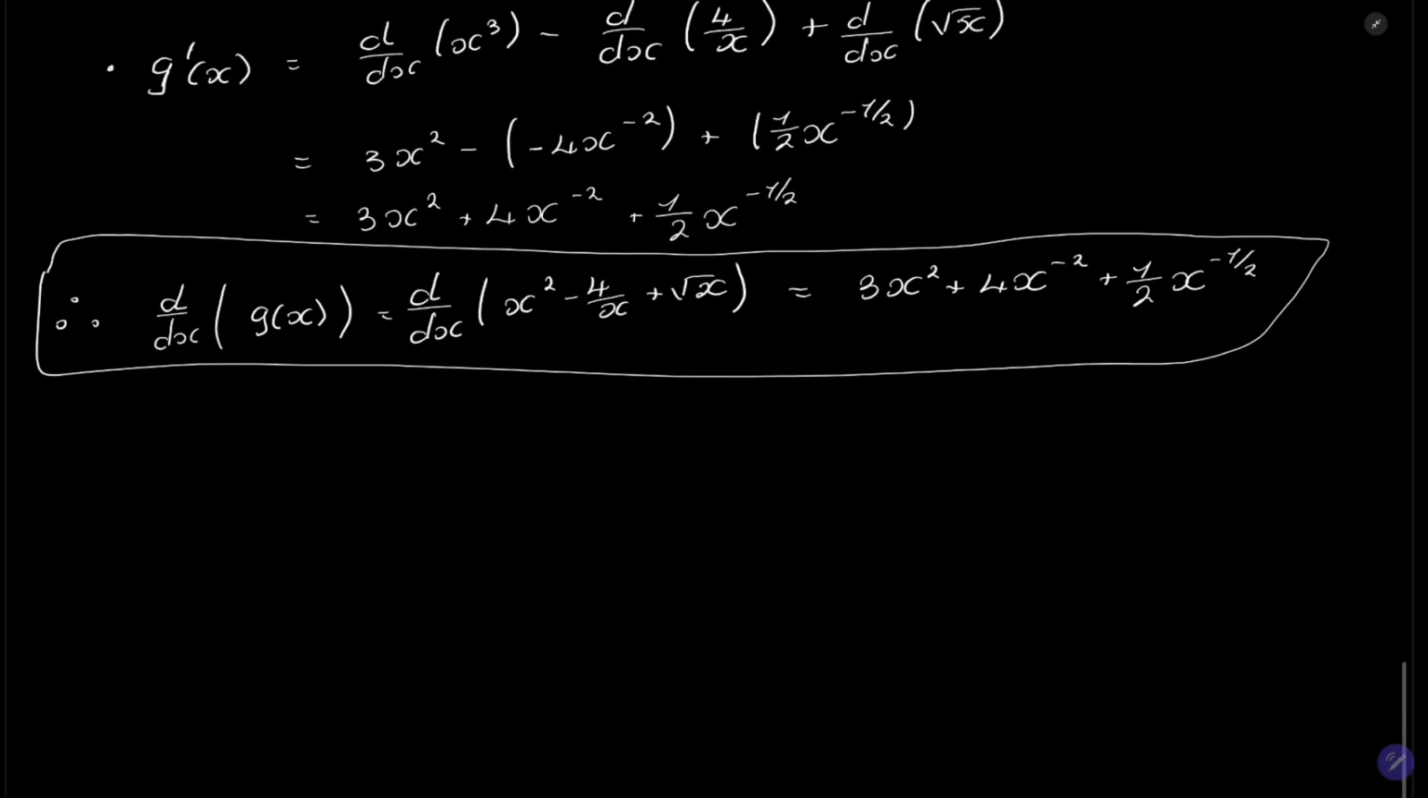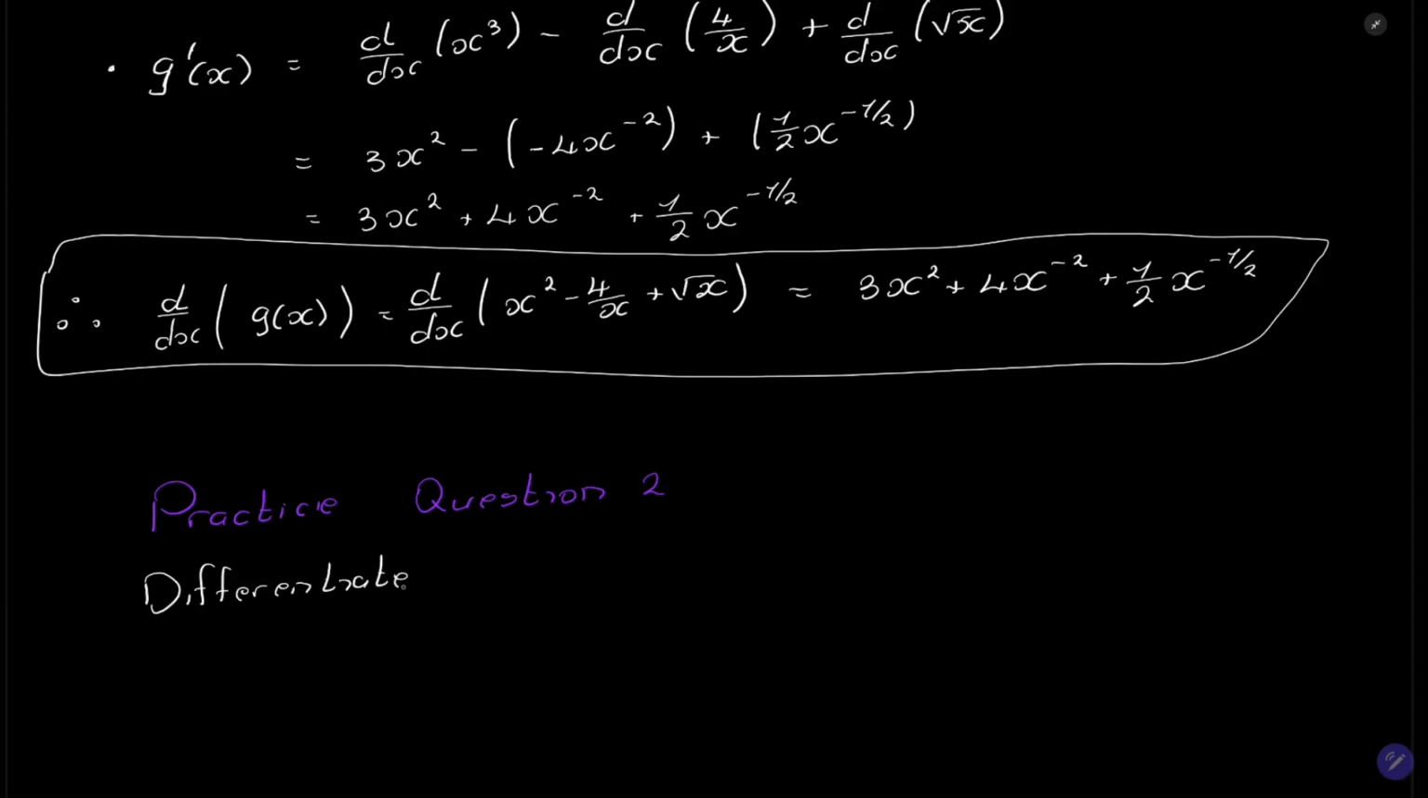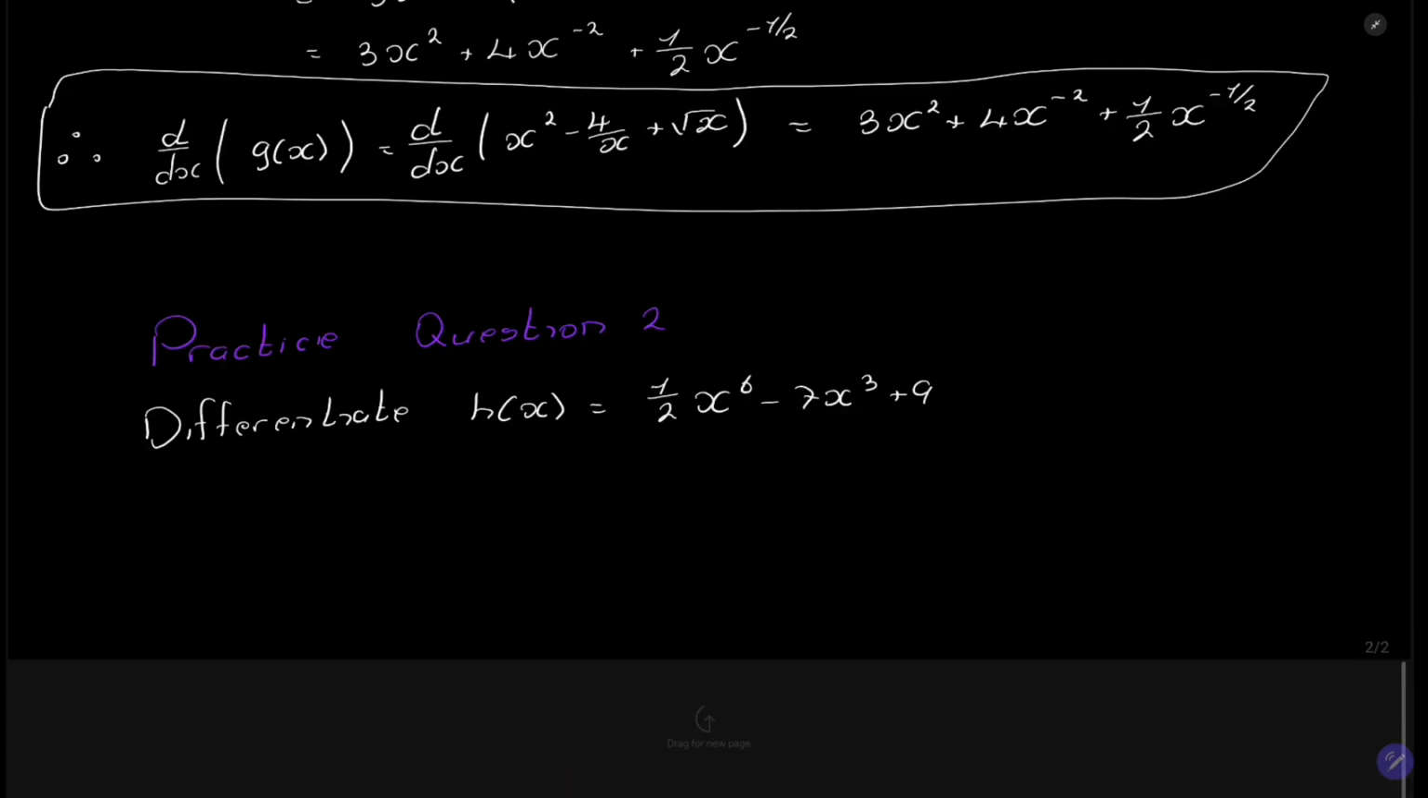So having completed this first practice question, we are going to move on to our second and last practice question. What is this question? This question tells us to differentiate the function h of x, which can be represented as half x to the power 6 minus 7x cubed plus 9. We will still follow the same procedures as we did in the previous questions.